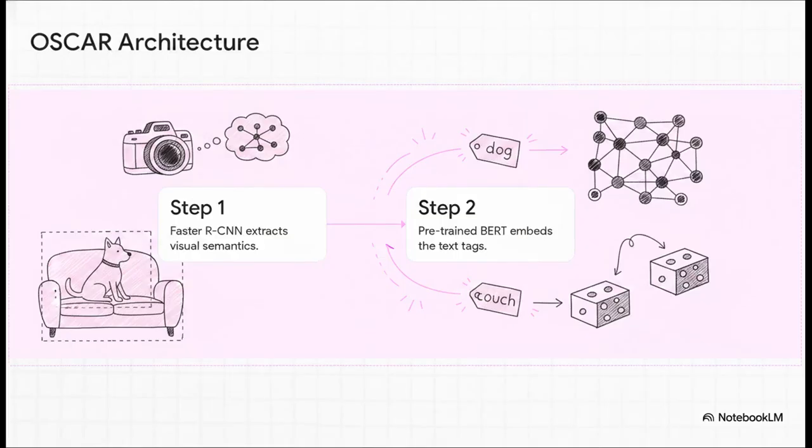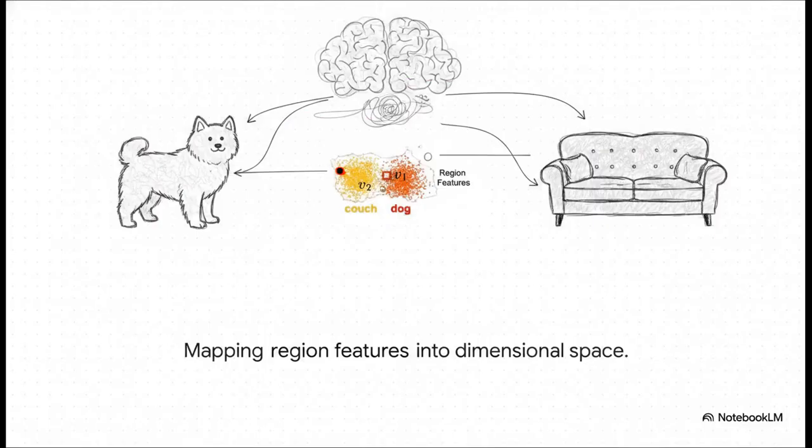The architecture to actually pull this off involves 2 main steps, working right in tandem. Step 1 uses a computer vision tool called Faster RCNN to extract the visual semantics. Basically, it's pulling the visual data and the physical positions of the objects directly from the image. Then, Step 2 takes the text tags, so the words dog and couch, and runs them through a pre-trained BERT tokenizer. Now, here is where the absolute magic happens.